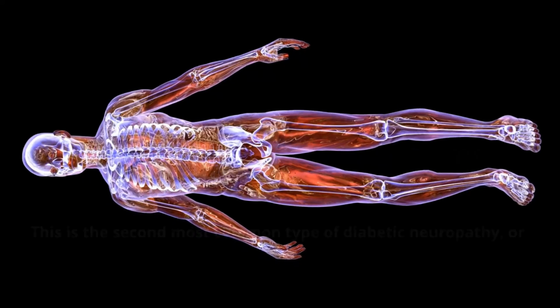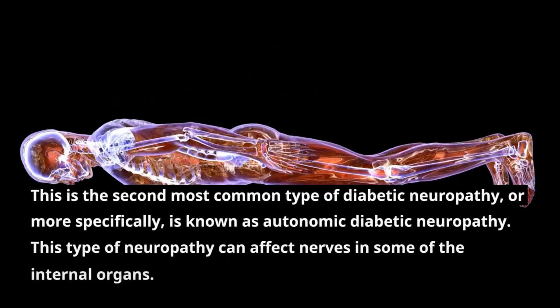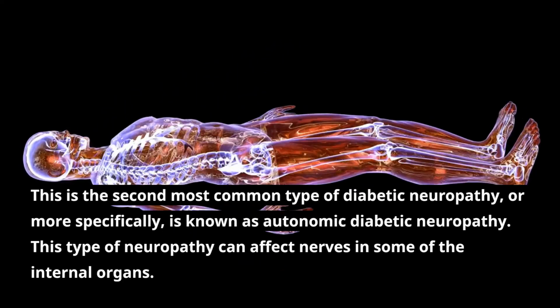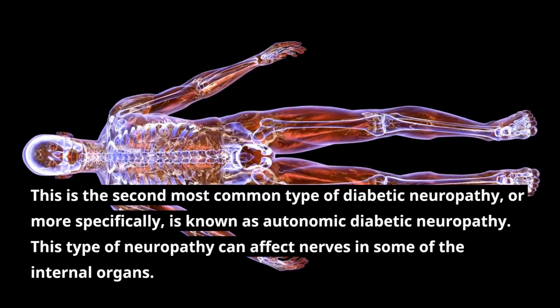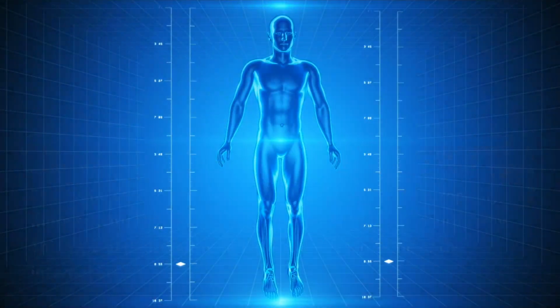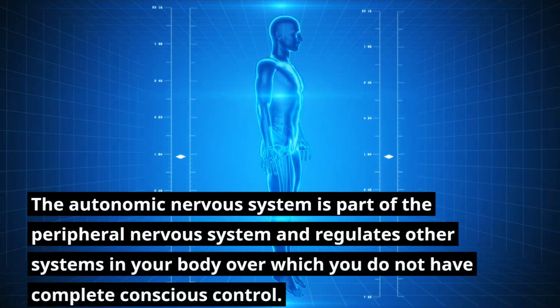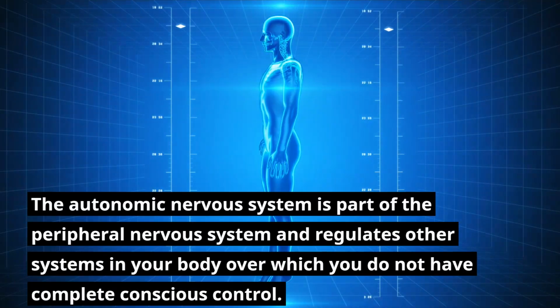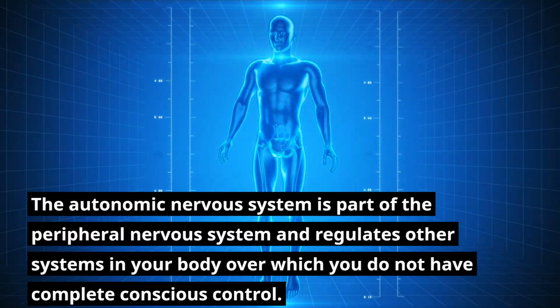2. Autonomic neuropathy. This is the second most common type of diabetic neuropathy, more specifically known as autonomic diabetic neuropathy. This type of neuropathy can affect nerves in some of the internal organs. The autonomic nervous system is part of the peripheral nervous system and regulates other systems in your body over which you do not have complete conscious control.